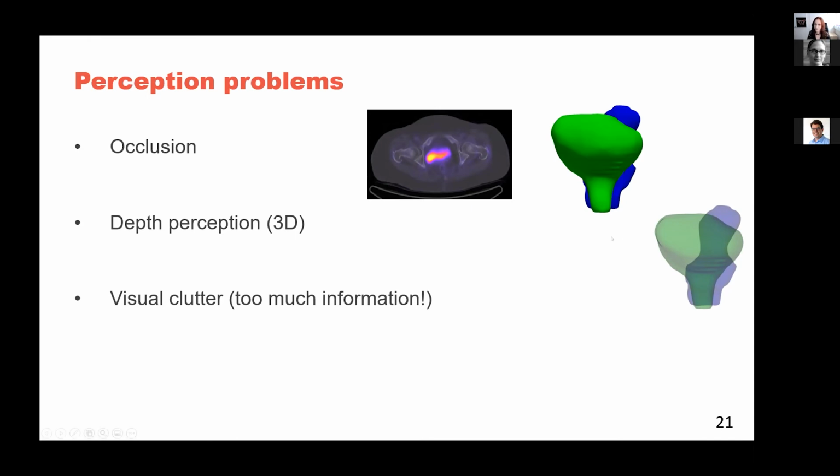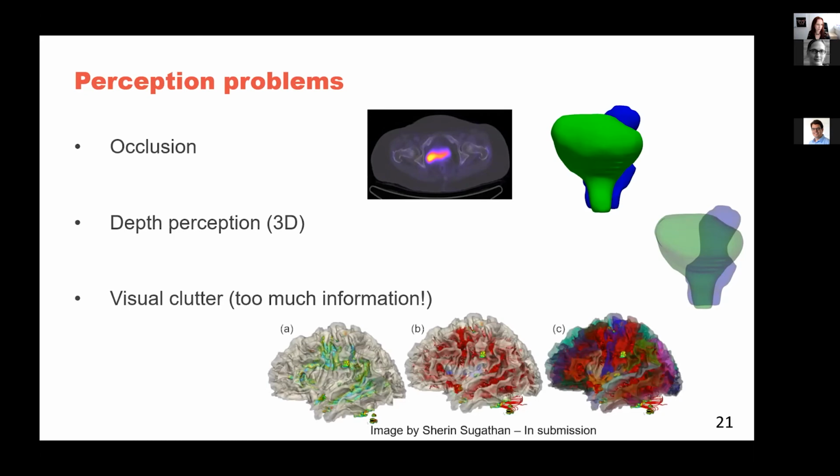The third challenge is what is called visual clutter, and this relates to too much information. So if you have, for example, a brain scan and you want to show also some lesion information inside, together with some DTI, together with brain parcellation information, you're ending up in a situation when it just becomes too much, right? There's a visual overload, you don't know what you're looking at anymore.